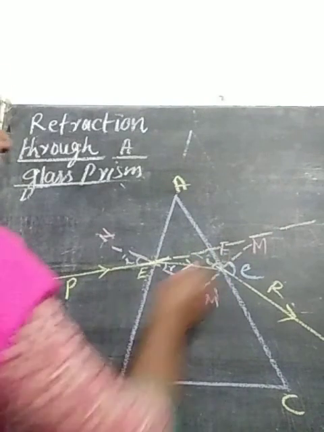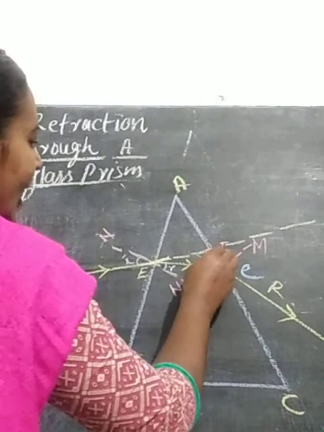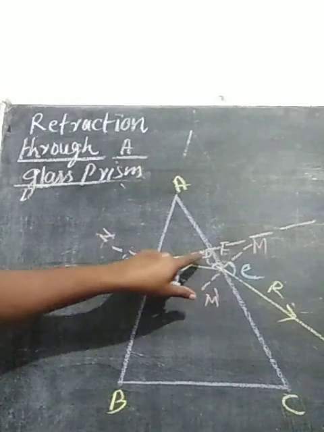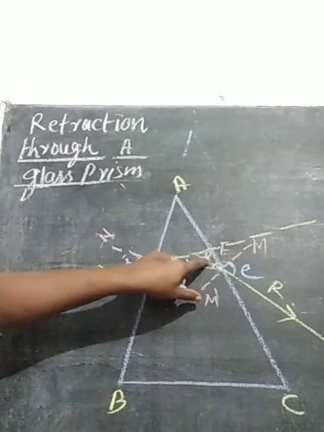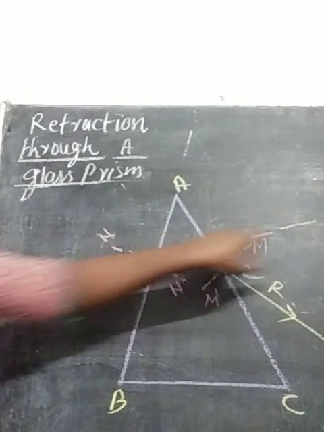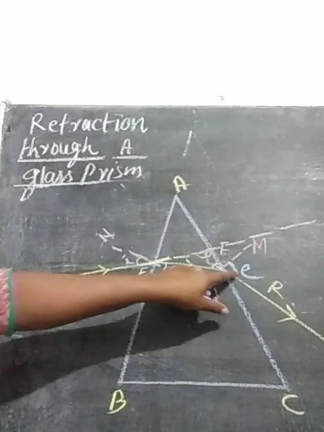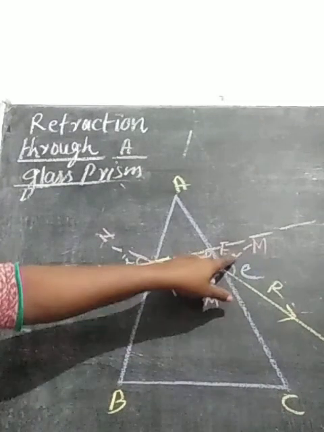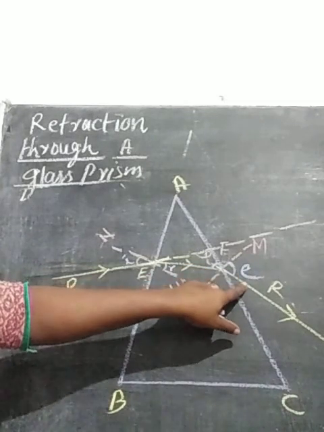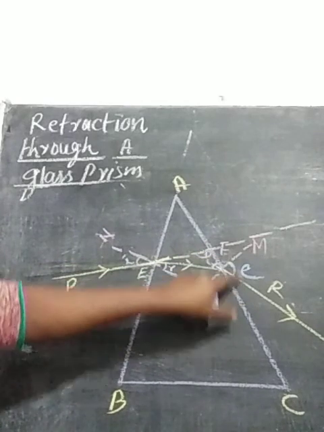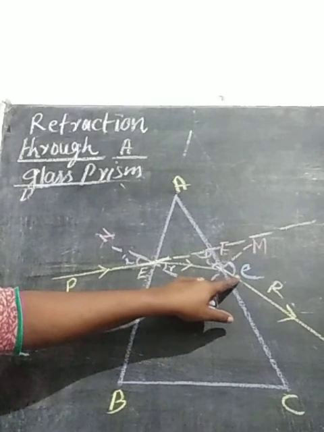This is angle of, not emergence, angle of deviation. This is the angle made by the direction of the incident ray and the emergent ray. Angle of emergence is different. That is the angle made by the normal and the finally emergent ray, or finally refracted ray. So this is the angle of emergence.